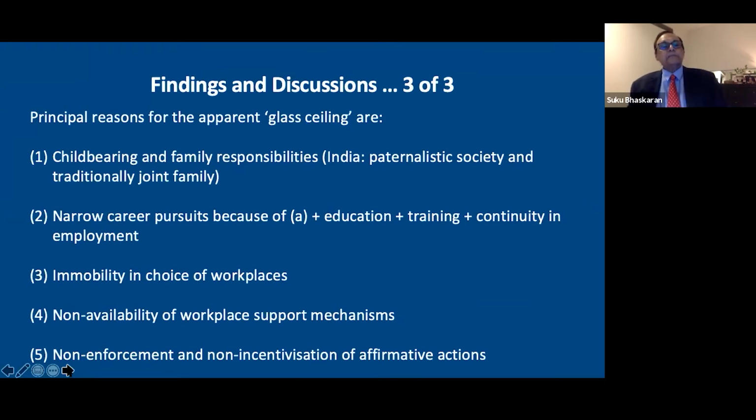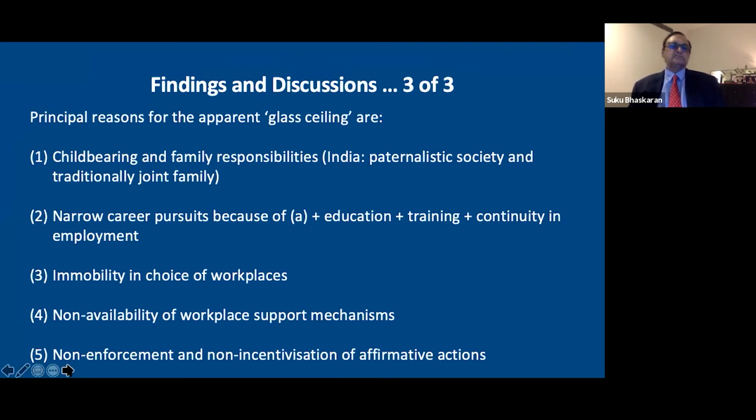So I'm summarizing the findings. The principal reason, and I call this, as the literature says, a glass ceiling effect. You can't go beyond a certain level. You fly, you hit the ceiling, then you know you can only fly that high. The main reasons why women face some level of inequity is because of childbearing and family responsibilities. And I keep repeating this.